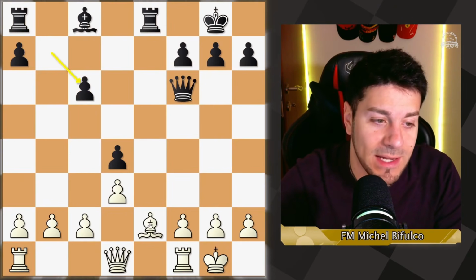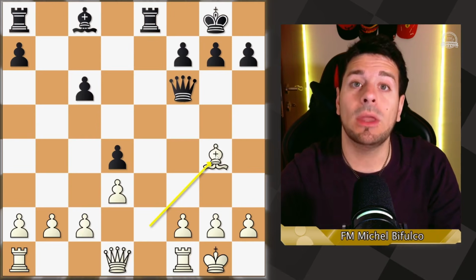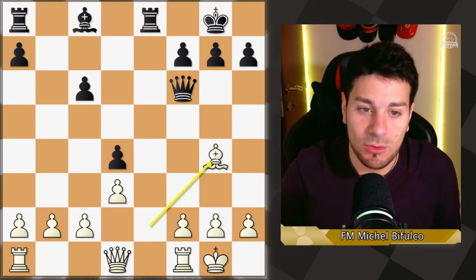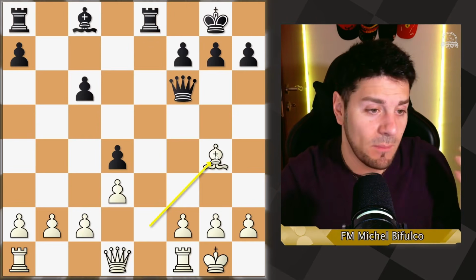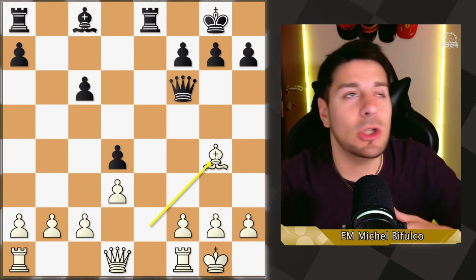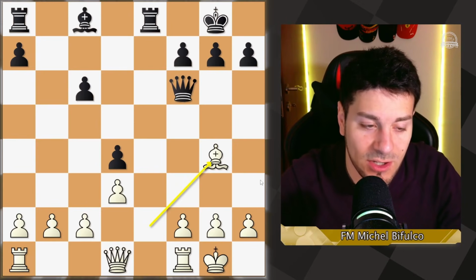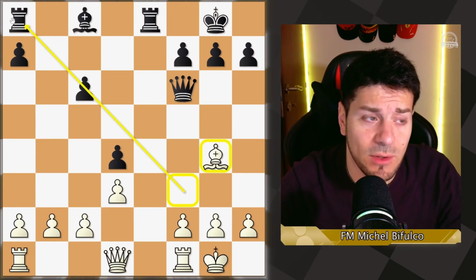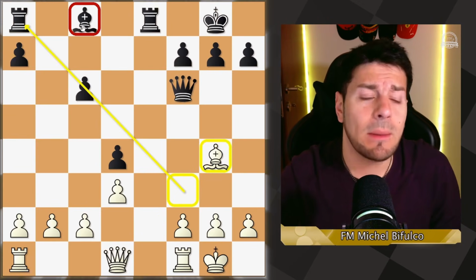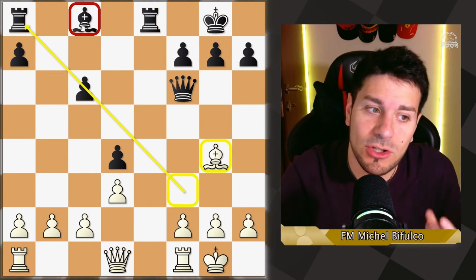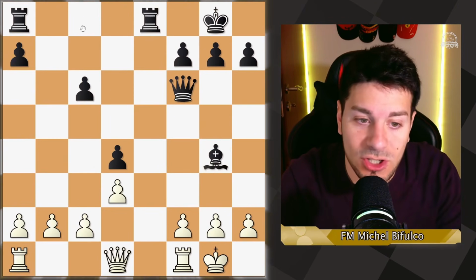But what does white play instead? White plays bishop g4, the same pattern as before that keeps repeating itself. White is up a pawn, so he starts exchanging all the pieces. Bishop to g4 is completely unjustified. Why are we exchanging? A bishop that was quite active on this diagonal for a bishop that hadn't even been moved once. So even just logically, you can see that this is not a good exchange.